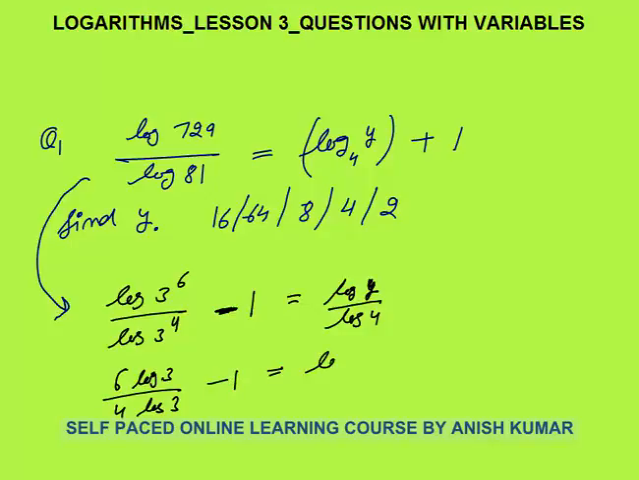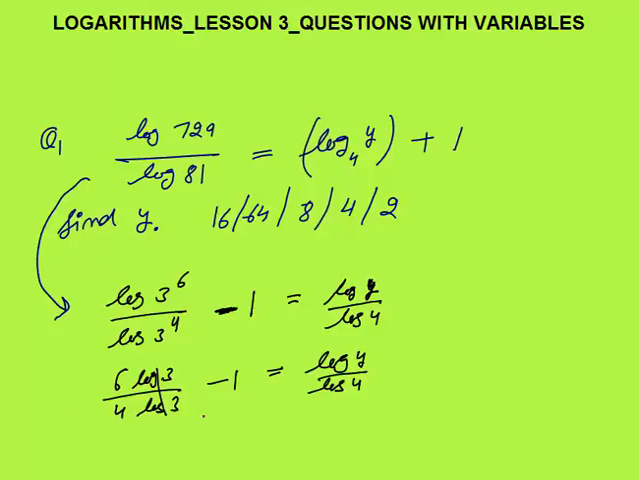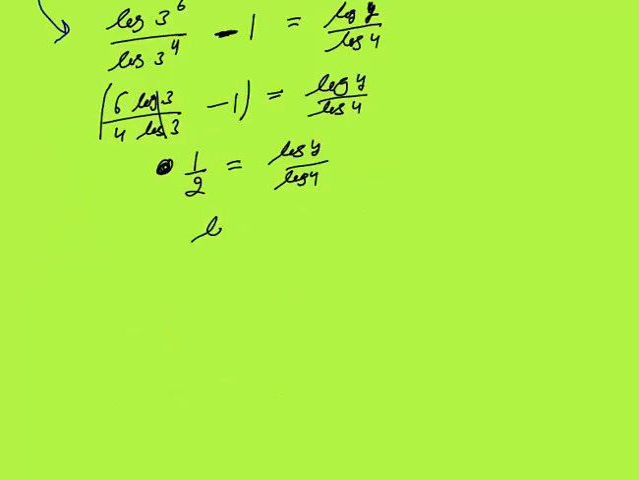This will be equal to log of y upon log 4. This log 3 and log 3 cancel. 6 by 4 is 3 by 2, means 1.5. 1.5 minus 1 is 0.5, or you can say a half. If you complete the calculation, this will become half. Half will be equal to log of y upon log 4. Log y will become half log 4.